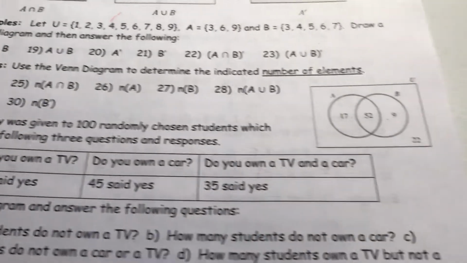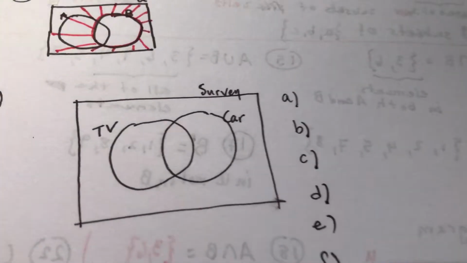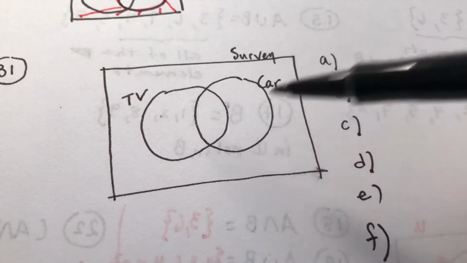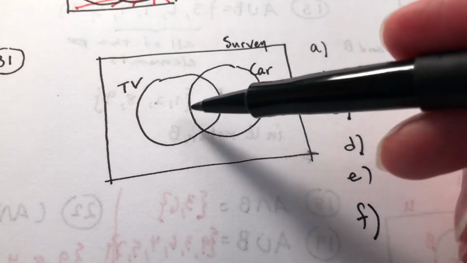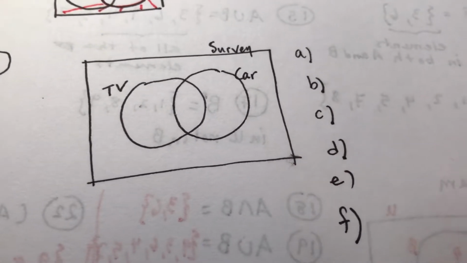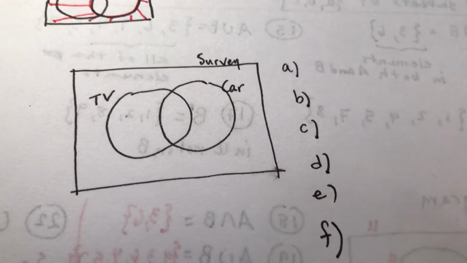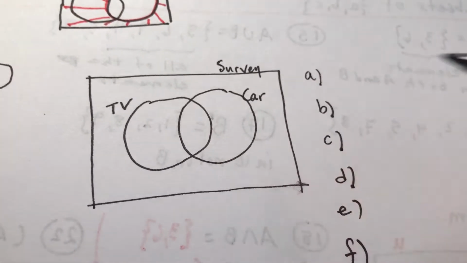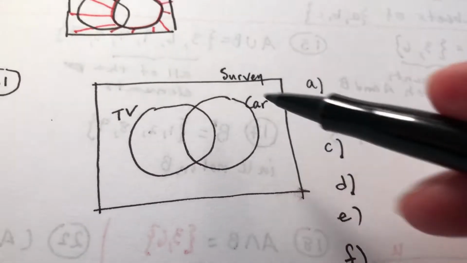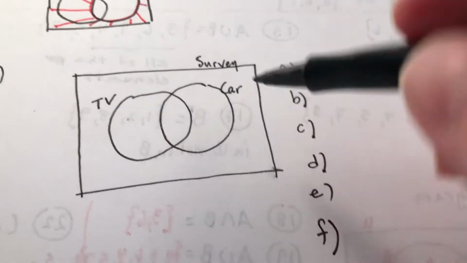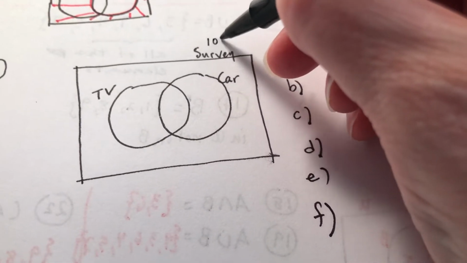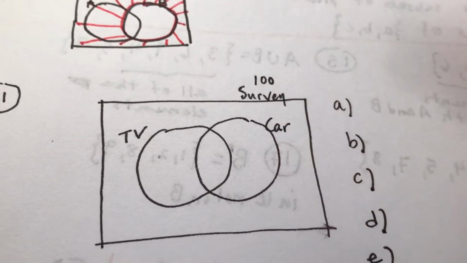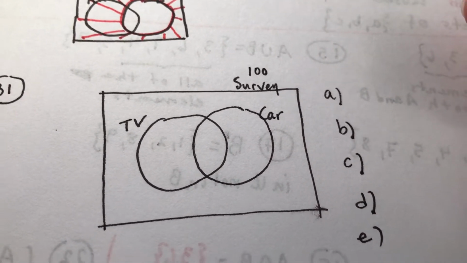So come over here, and I drew a Venn diagram, a rectangle with 2 circles. Venn diagrams can have 3 or 4 or 5, but for our purposes, we're just going to keep it simple. We have a survey talking about TVs and cars, and there were 100 students surveyed. So that's the number in your universal set, by the way.